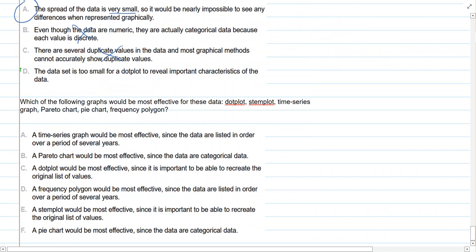Okay, so what would be a good one? And that would be a time series. A time series would give us a picture of what these shark attacks are doing for that period of time that is involved in it.